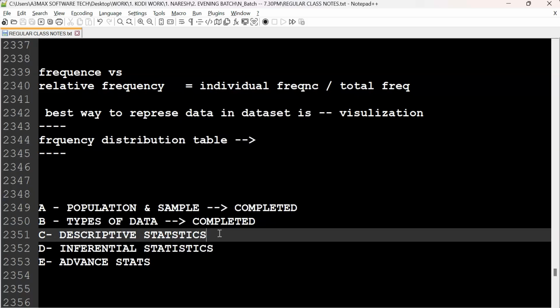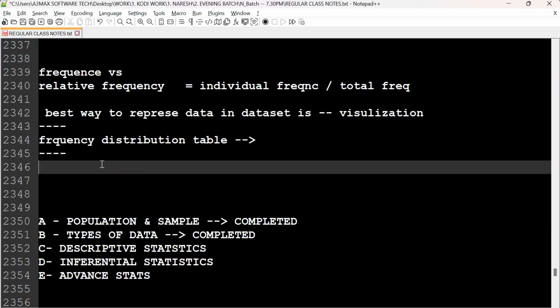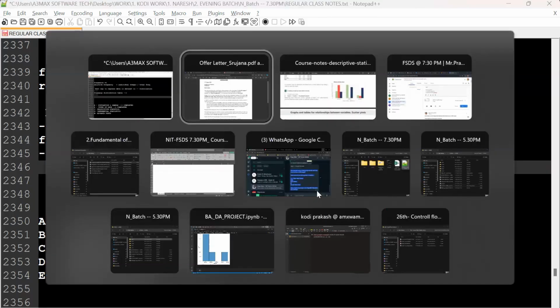Very simple way I represent, and it's up to you how you take the knowledge. It all depends on you. Last part before I close the session: frequency distribution table.